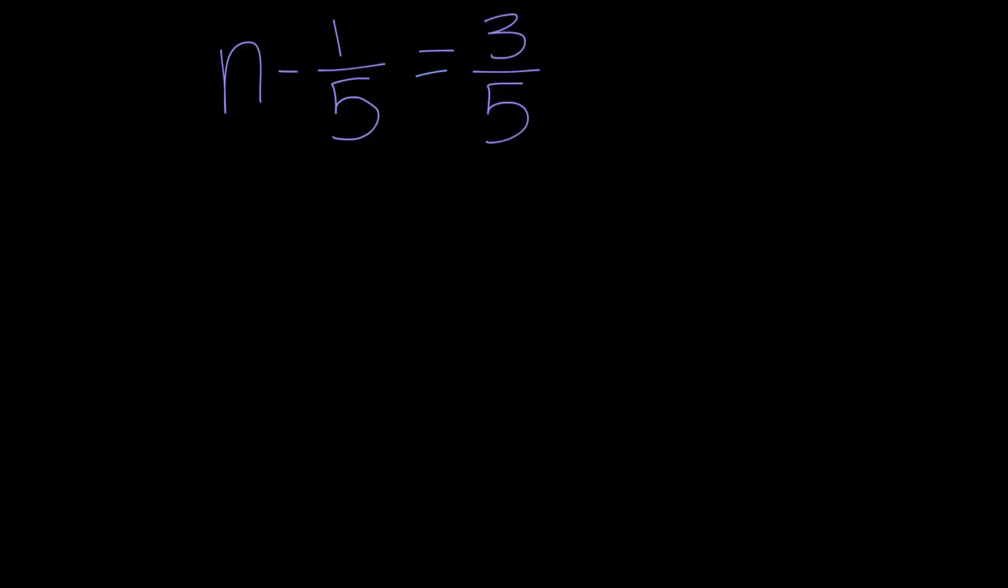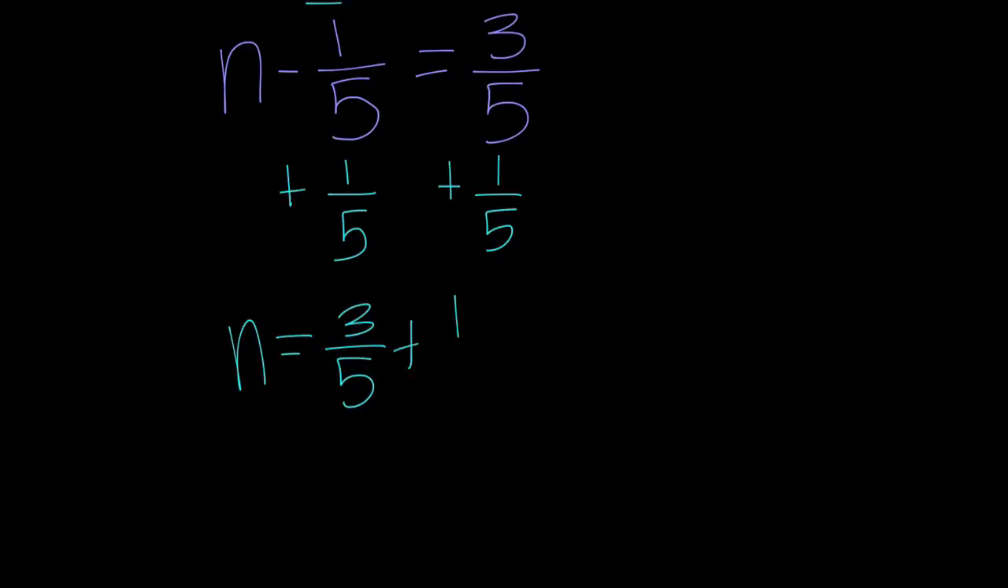To do subtraction, you need to cancel that by addition. So we are going to add 1/5, and whatever we do to this number, we have to do to the answer, as we said before. So 1/5, and so now it's n equals 3/5 plus 1/5 equals 4/5. So n equals 4/5.